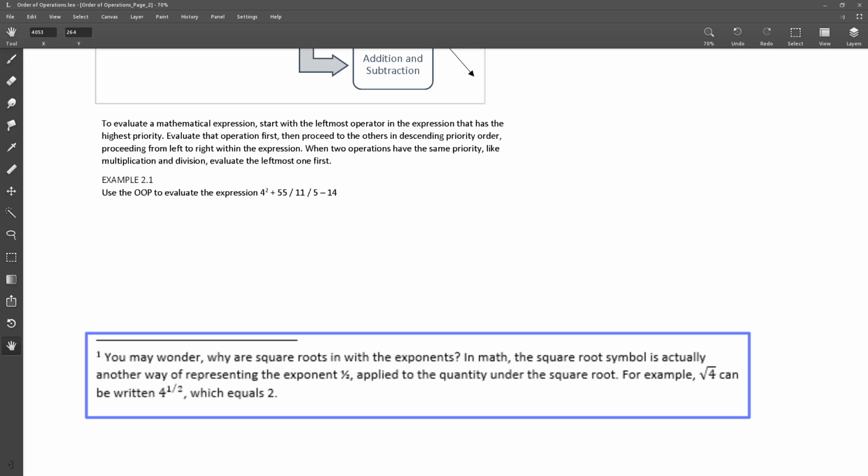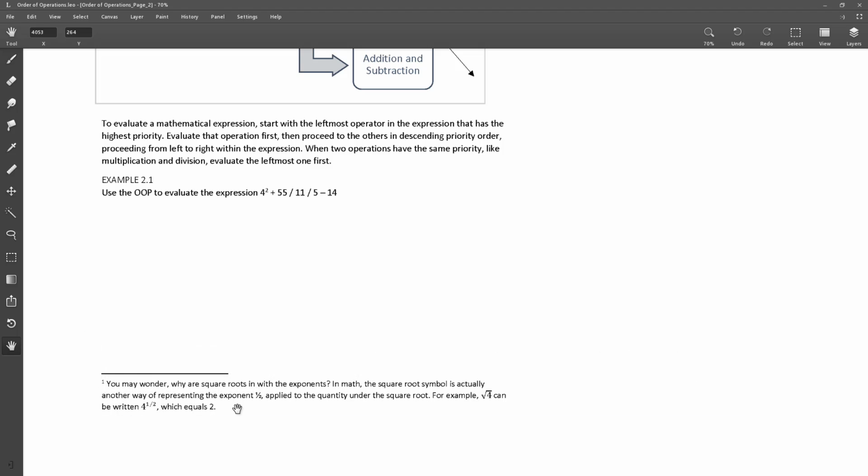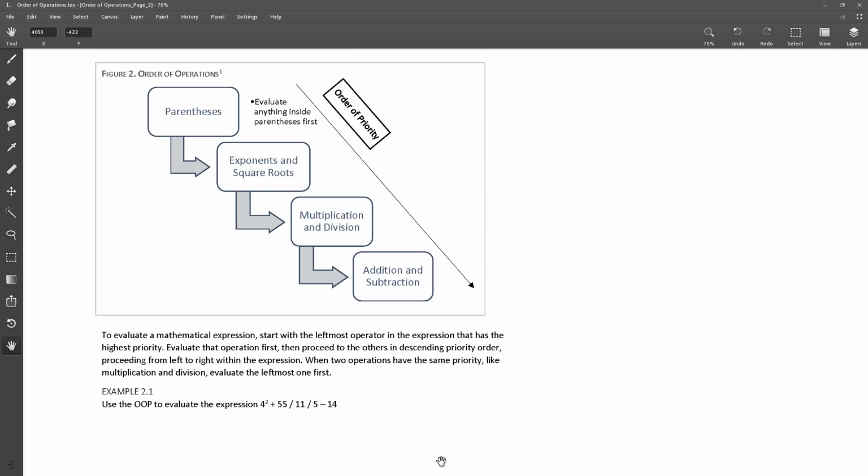It's the same thing applied to the quantity under the square root. So for example, if you had square root 4, that could be written as 4 to the 1/2 power. Both of those equal 2. It works the same with cube roots, like cube roots are to the 1/3 power. Fourth roots are to the 1/4 power. So the 2 is where that square in the square root went. So that's a lot of words in abstraction and directions.